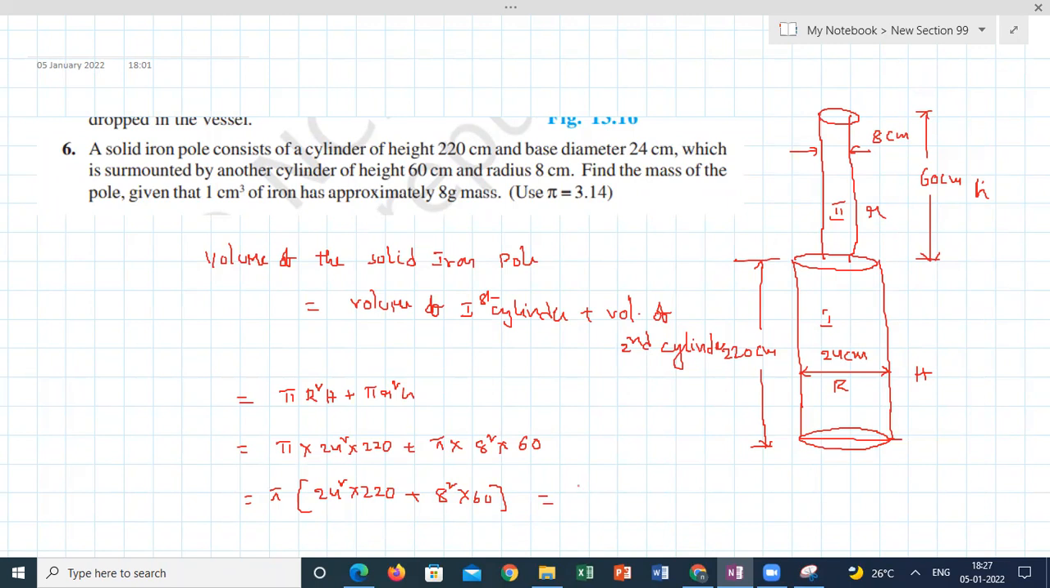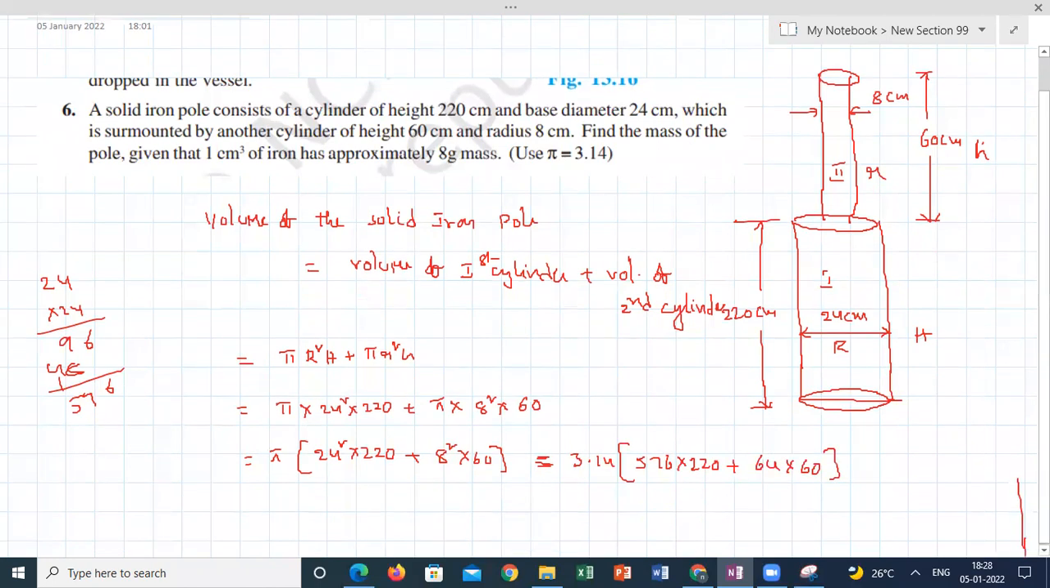What is the value you are getting? Please take some time and let me know what is the final value. Final value. 3.14 into 24 into 24. 576 into 220 plus 64 into 60.